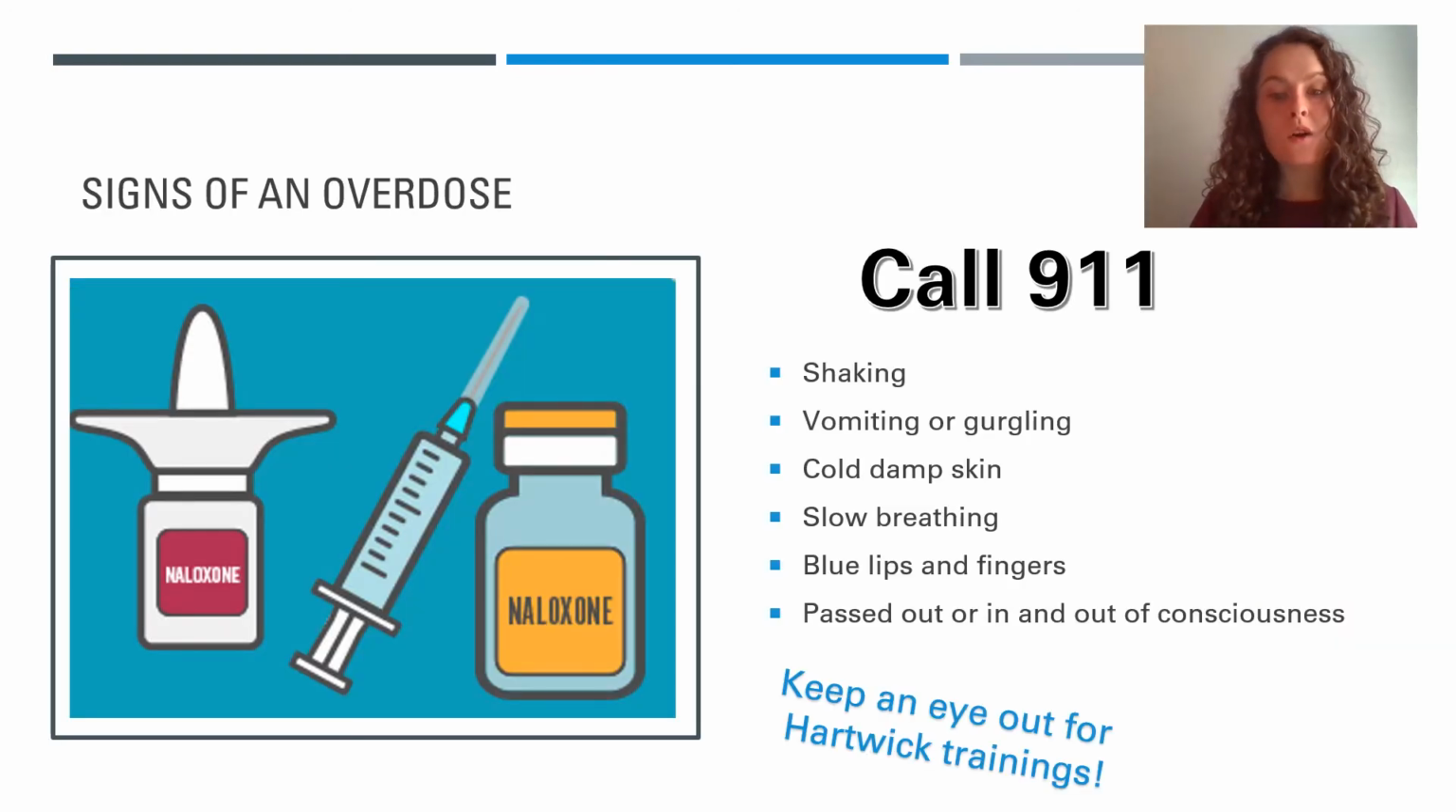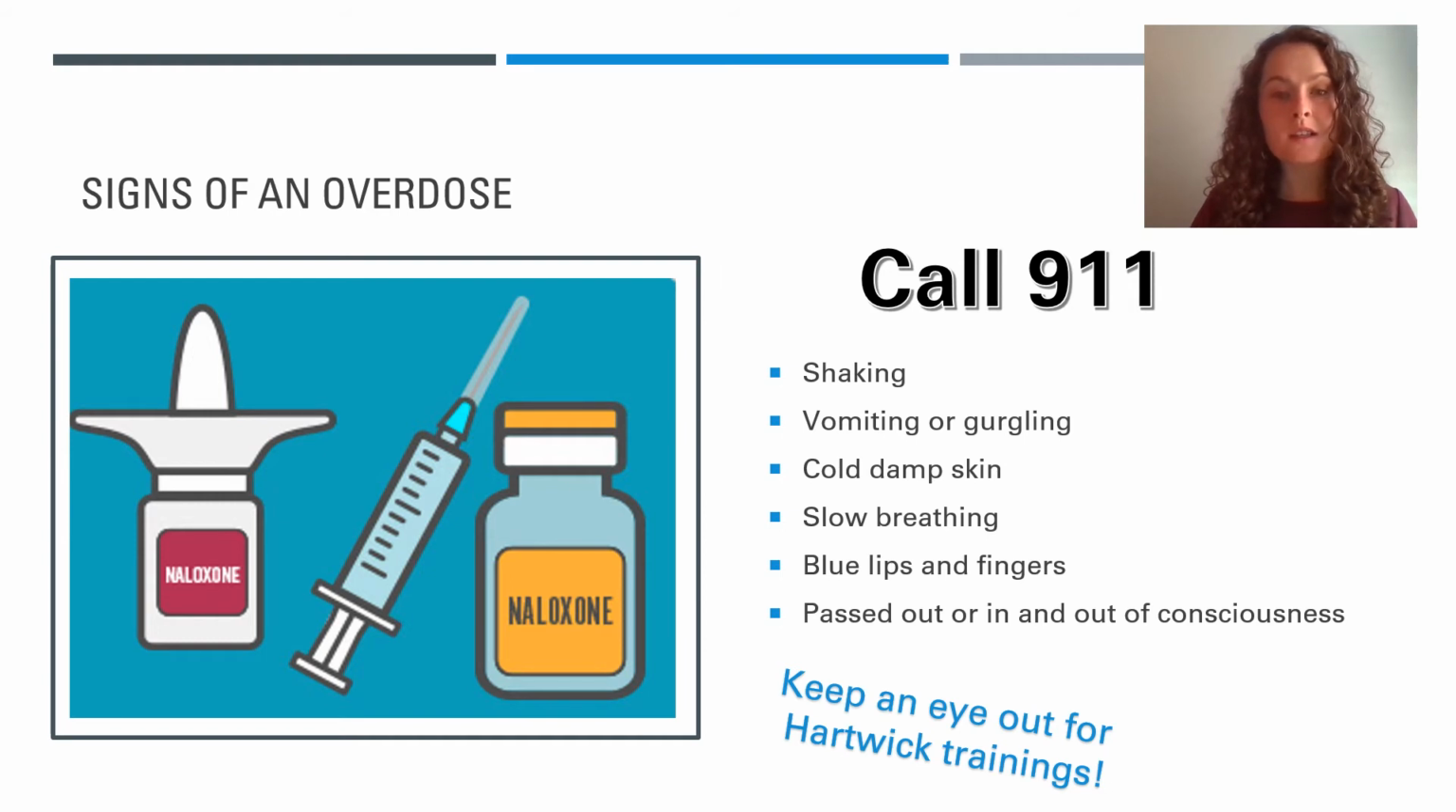So as you can see, overdose is a major problem with opioids. That's why it's important to just educate yourself on the signs and symptoms of an overdose. Also, just like any other medical emergency, if you think someone's struggling or something serious is happening, the first thing you should always do is call 911.